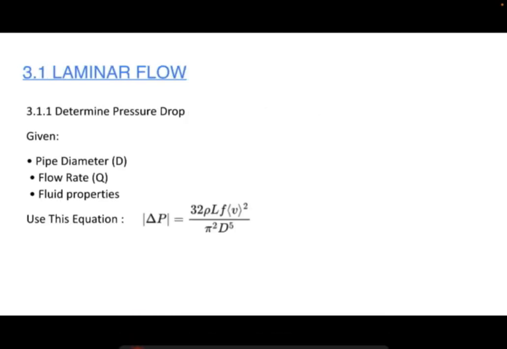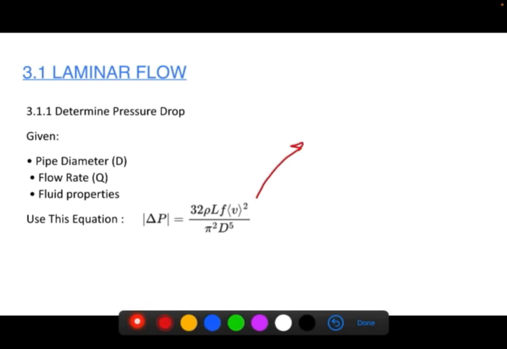This is for the laminar flow. First, we determine pressure drop. Here given parameters would be pipe diameter, flow rate and fluid properties. Fluid properties contain the density of the fluid and the viscosity of the fluid. We use the equation of delta P as stated. Delta P equals 32 rho L f V square upon pi square d to the power 5. This equation was derived from the equation of drag force, which was F_d into V gives us Q into delta P.